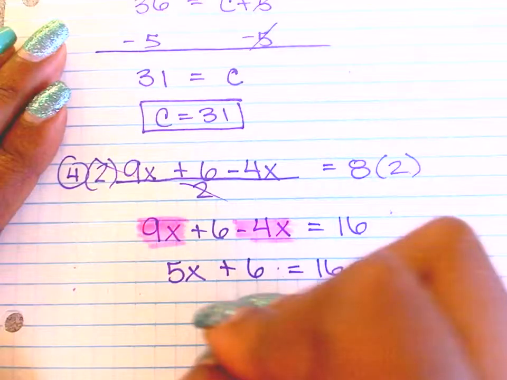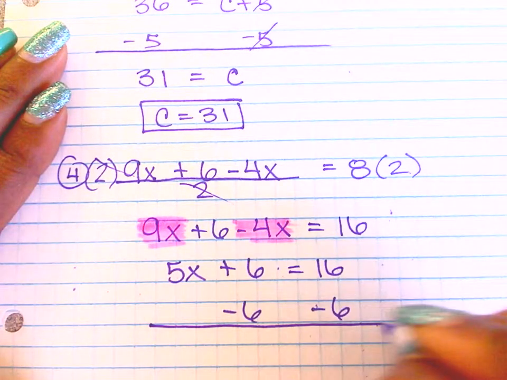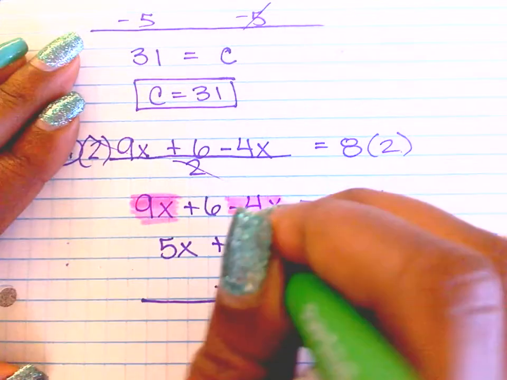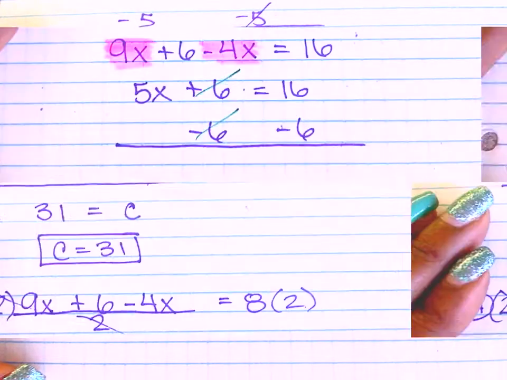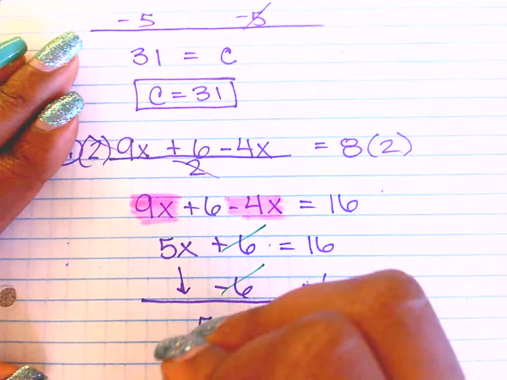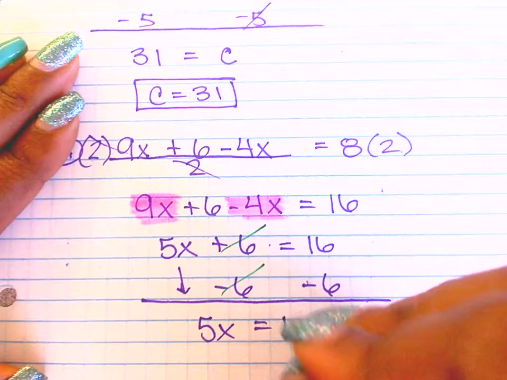Now it's a simple problem again. Subtract 6 on both sides, if that's what it tells me to do. My 6's cancel on that left-hand side. So bring down your 5x. Bring it down. 5x equals 16 minus 6 is 10.